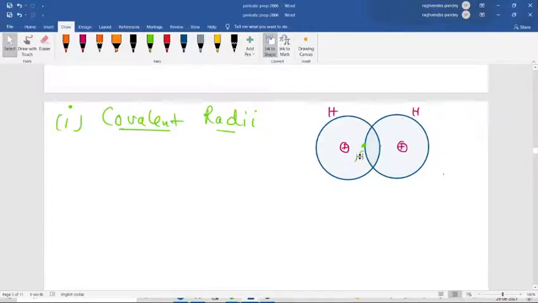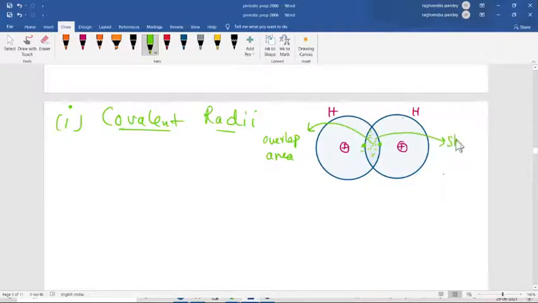Now, when the electrons are shared, there is an overlapping between these two. So there is an overlap area here. This area is called the overlap area because that is the sharing. That we will discuss later. That is the overlap area, and that is the sharing of 2 electrons.